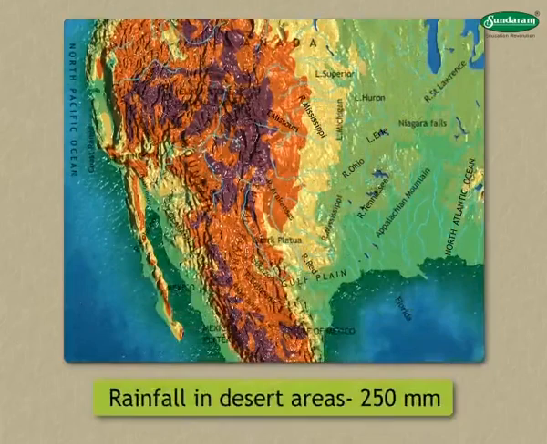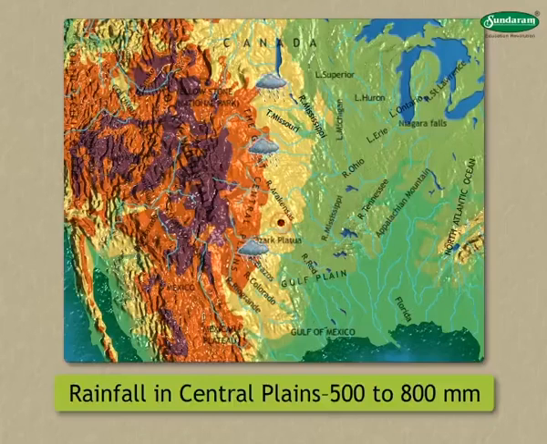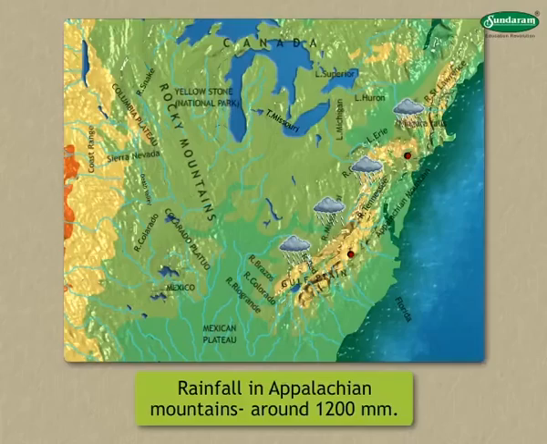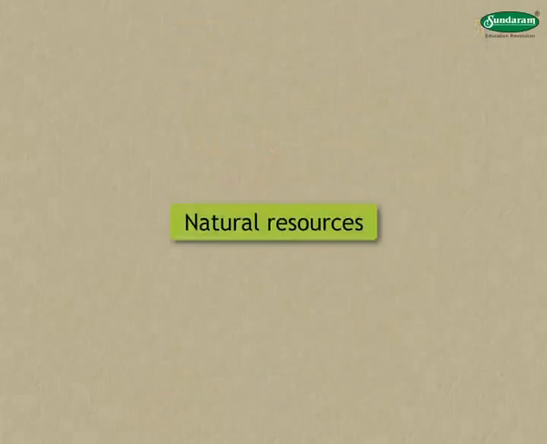In desert areas, it is as low as 250 millimeters. In the central plains, the rainfall ranges from 500 to 800 millimeters. In the southern parts of Appalachian Mountains, the rainfall is around 1,200 millimeters. It is caused by the easterly winds. Let us study the natural resources of the United States of America.